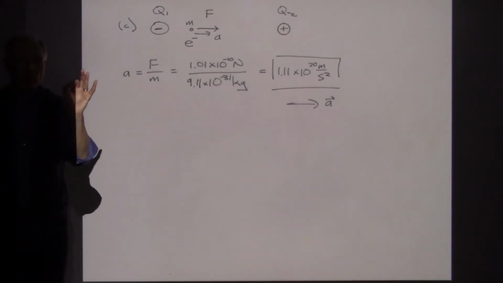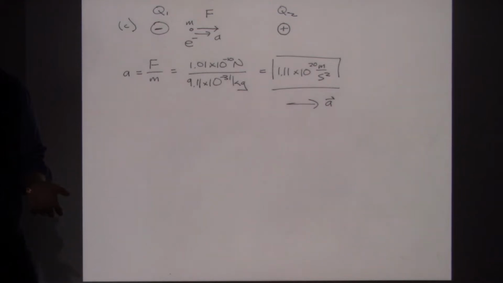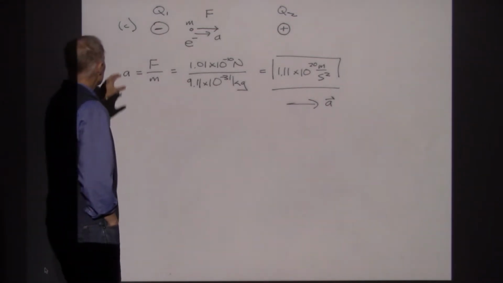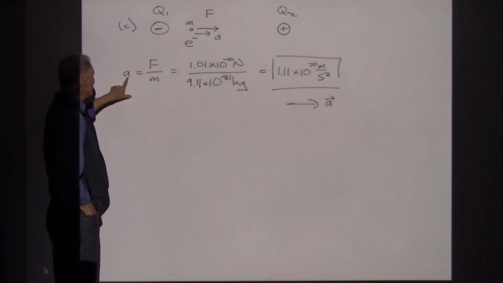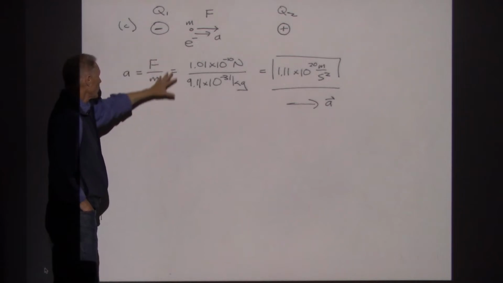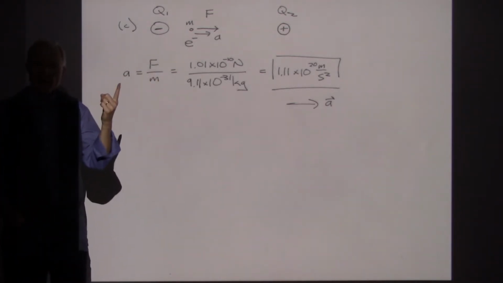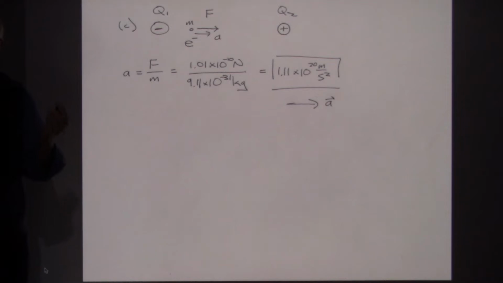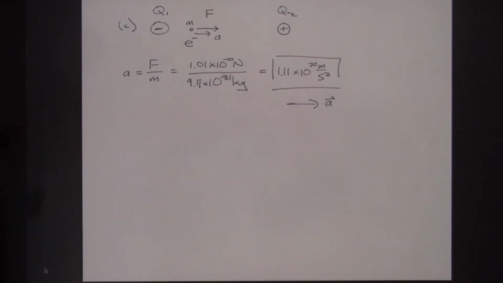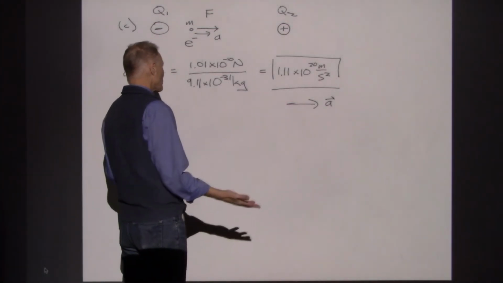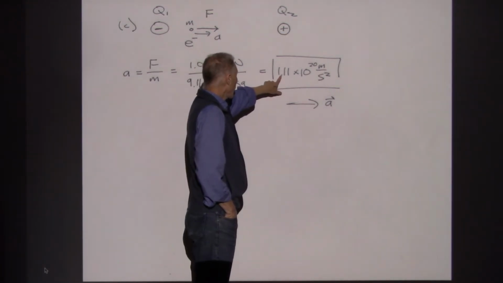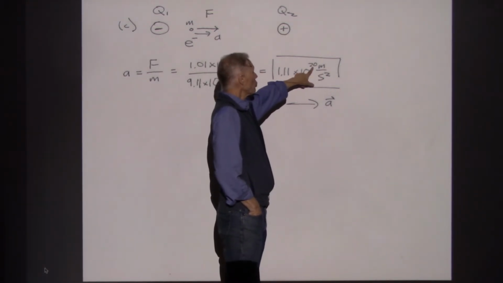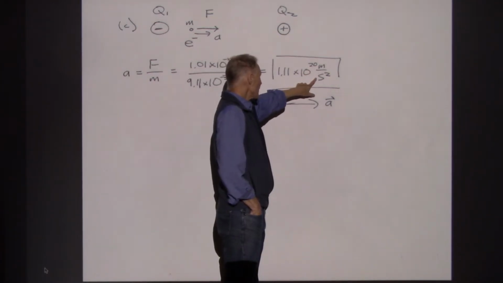If I let go, the electron is going to experience a force due to the electric field, and we've determined what that force is. Now I can divide through by the mass and determine what the acceleration is. The acceleration depends on net force and mass, and we've determined the force, so now we can divide through by the electron mass. Now this is one of those crazy numbers. The acceleration of the electron is going to be 1.11 × 10^20 meters per second squared.